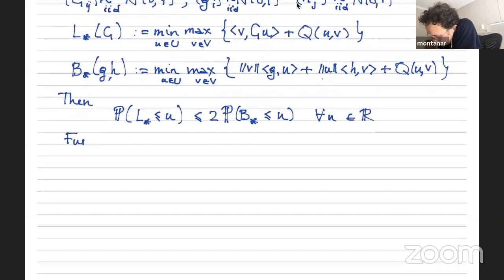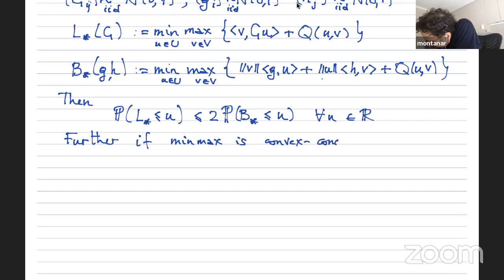Further, if the min-max problem is convex-concave, so what I mean by this is that, you see each of these optimization problems has a part that is linear in U and linear in V, the first part. At least, if you look at the first optimization problem, there is a part that is linear in U and linear in V. And then there is another part that is a function Q(U, V).